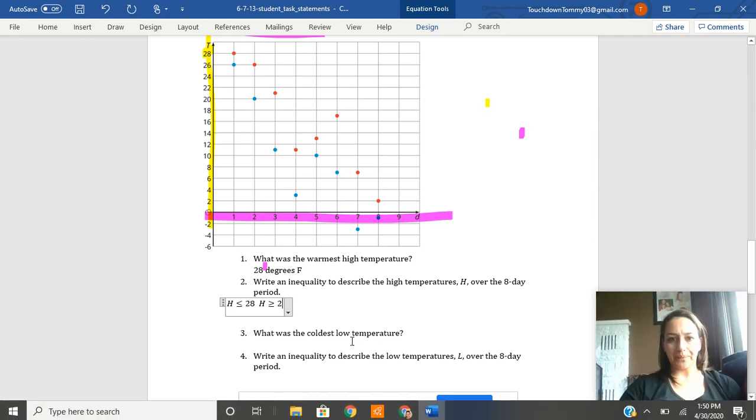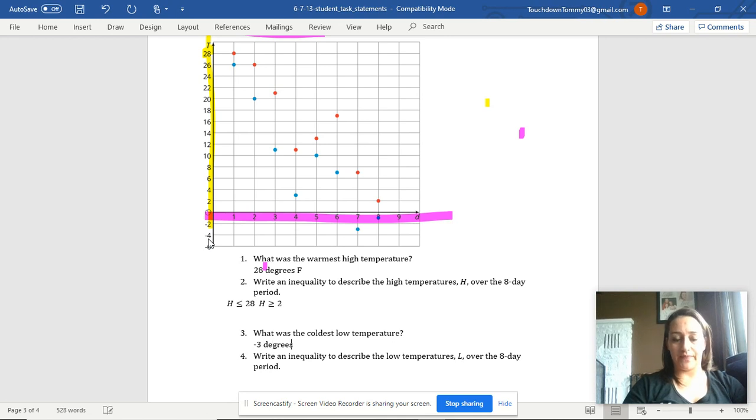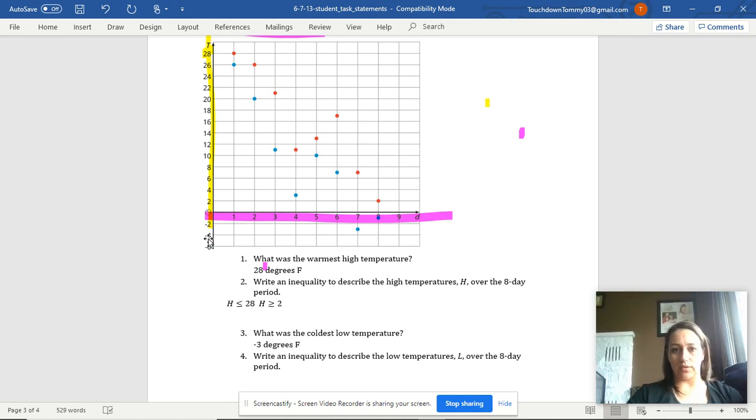degrees Fahrenheit. Then we're going to go to what was the coldest low temperature. All right, the lows are the blues, the coldest. Okay, well, like a thermometer, we get colder as we go downward. And I see the lowest blue dot down here, which looks to be in between -2 and -4. Well, in between 2 and 4 is 3, so in between -2 and -4 would have to be -3. So -3 degrees Fahrenheit is our coldest low temperature. There we go. And again, we need to write an inequality that describes this.